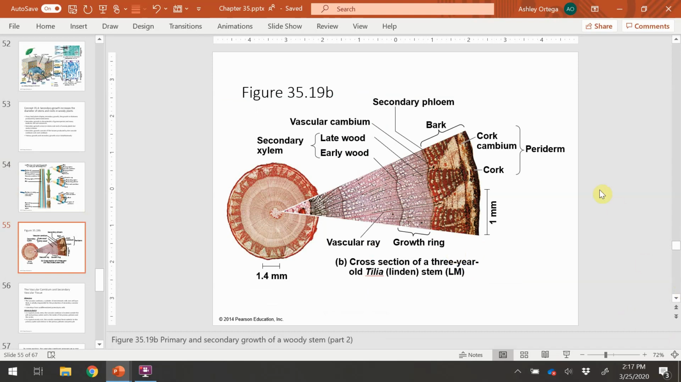That periderm is cork cambium and cork together. Periderm with phloem, which is shown here, is also bark. And then the xylem are the rings that form that you can count. And so here, the vascular cambium will be the layer in between the xylem and the phloem. And then you have these rings of xylem.